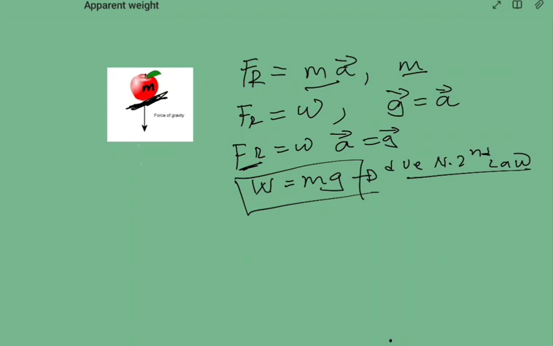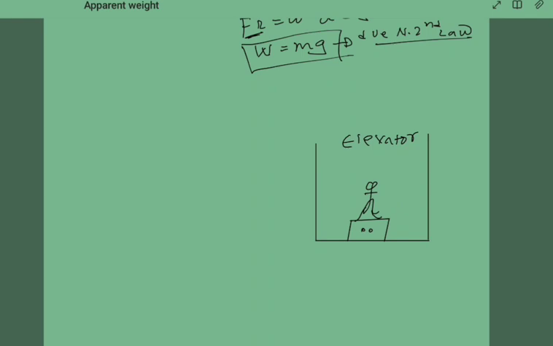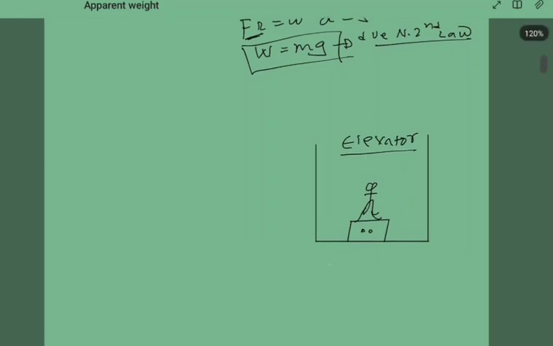Now, what if the system is not stationary? What if the mass is accelerating? You can consider an elevator. An elevator is a vertically accelerating system. So the weight of some object in a vertically accelerating system is the apparent weight.